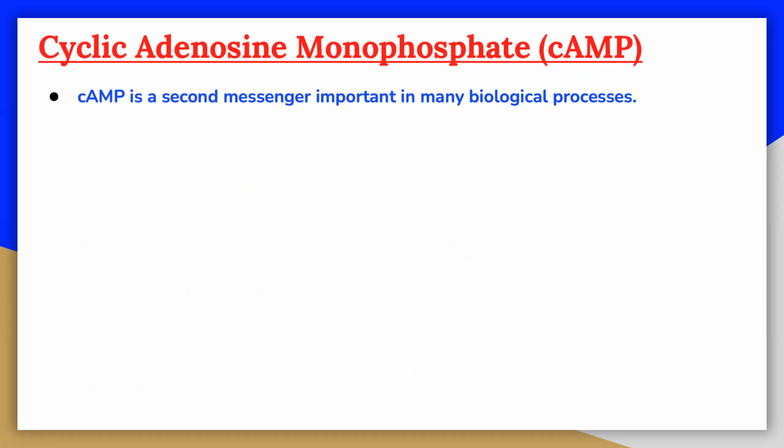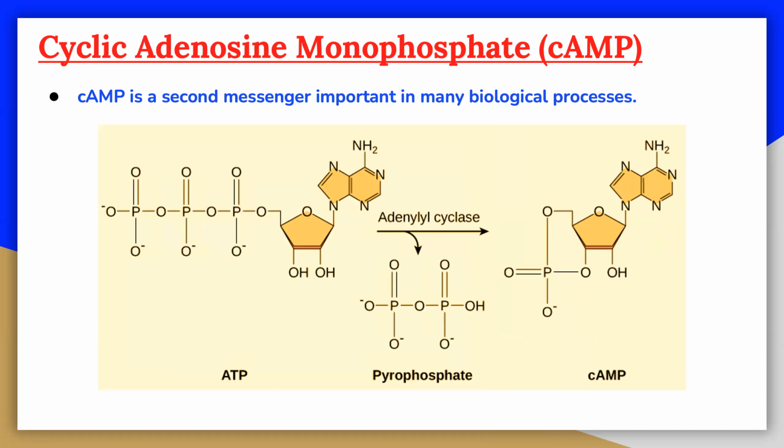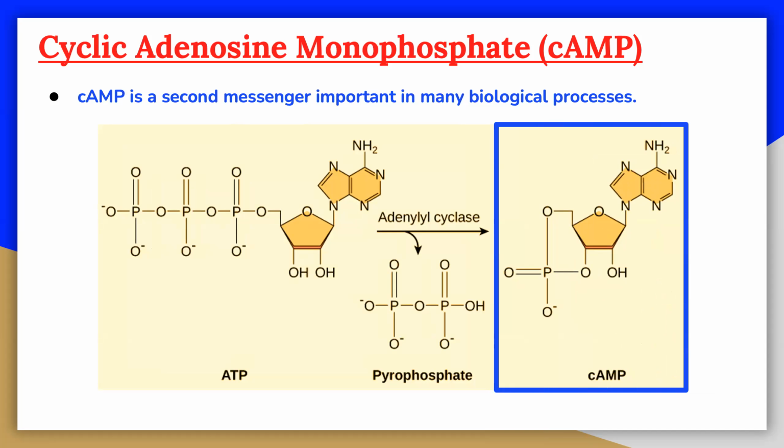Cyclic AMP is a second messenger important in many biochemical processes. The cyclic AMP is a derivative of adenosine triphosphate, or ATP, and is used for intracellular signal transduction in many different organisms. Cyclic AMP is synthesized from ATP by the enzyme adenylate cyclase located on the inner side of the cell membrane. The cyclic AMP is involved in the regulation of glycogen, sugar, lipid metabolism.